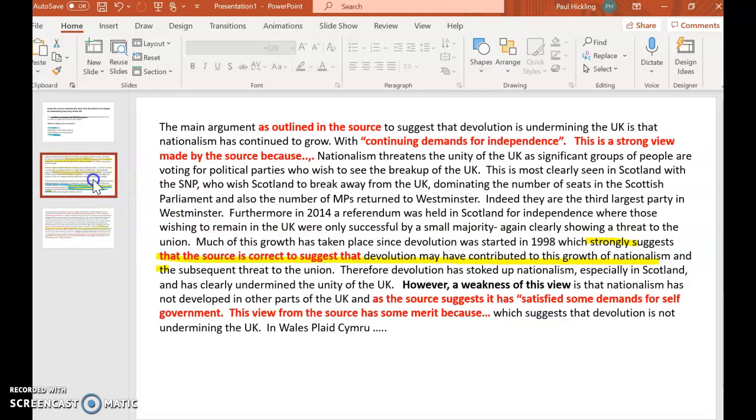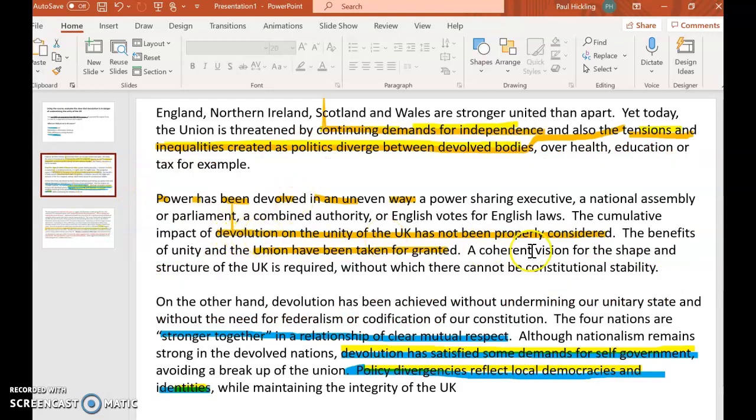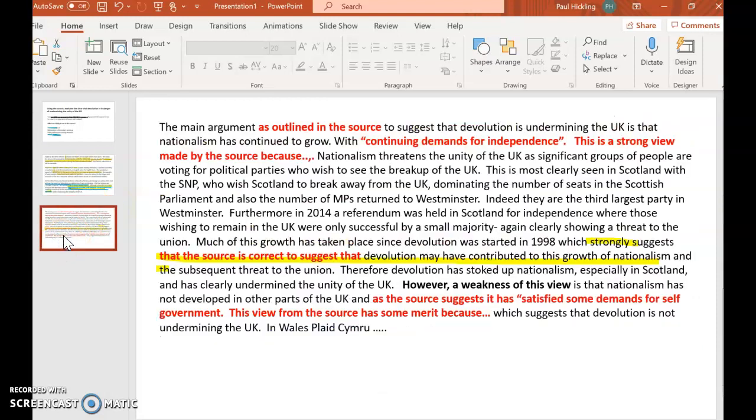So for here, where it says that devolution has not been properly thought through, you can do that in your paragraph, and then your counterpoint say, however, a witness of this view is that actually devolution has been thought through, or whatever, or the union has not been taken for granted because yada yada yada. So I hope that helps you with how to do these source questions. You're basically just mining the source for the main arguments for and against, and they just become the basis of your essay. Most of the essay you write should be very similar to a normal essay.